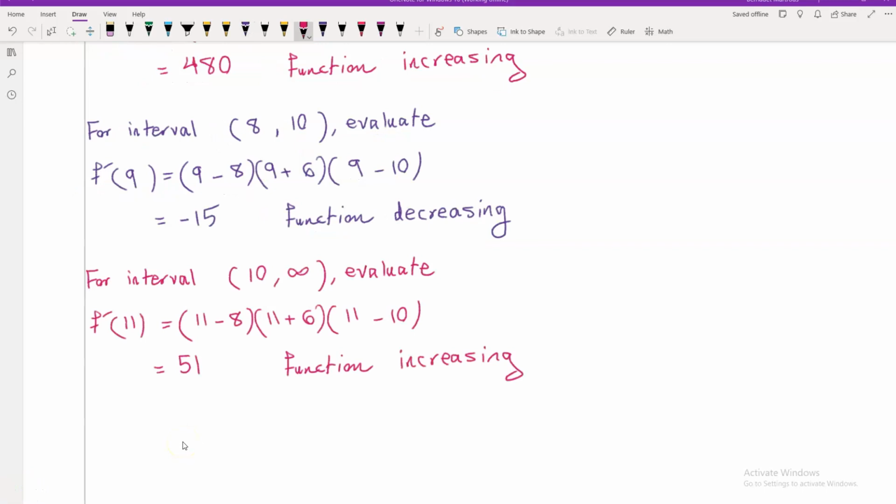For the interval 10, comma, positive infinity, evaluate f prime of 11. 11 is greater than 10, so we can use any number that is greater than 10. So f prime of 11 is equal to 11 minus 8 times 11 plus 6 times 11 minus 10, and that is equal to positive 51. Because it is a positive number, the function is increasing on the open interval 10, comma, positive infinity.